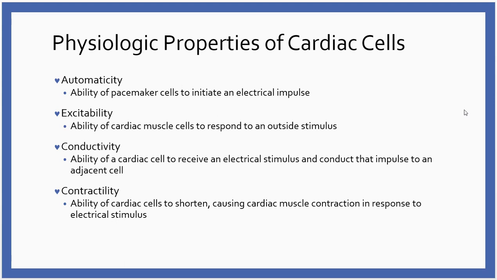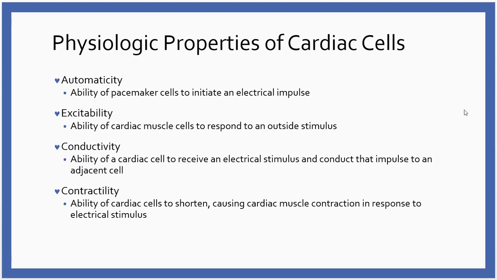Automaticity is the ability of those pacemaker cells to initiate an electrical impulse, and we're happy that pacemaker cells are doing that instead of all cardiac cells, because you can't have every single cardiac cell trying to initiate an impulse. It just isn't going to work. Excitability is how well they respond to an electrical stimulus. We need a response, but sometimes the heart gets a little too excitable, and we've got to look at antidysrhythmics to kind of calm things down a little bit.